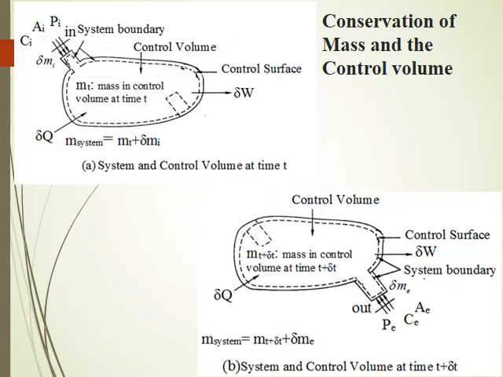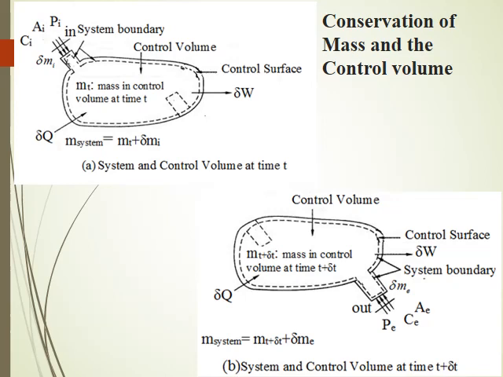The surface may be fixed or it may be movable, means it can expand or contract, but the surface has to be defined relative to some coordinate system. Mass as well as energy, whether heat or work, can cross the control surface, and the mass in the control volume as well as the properties of this mass can change with time.